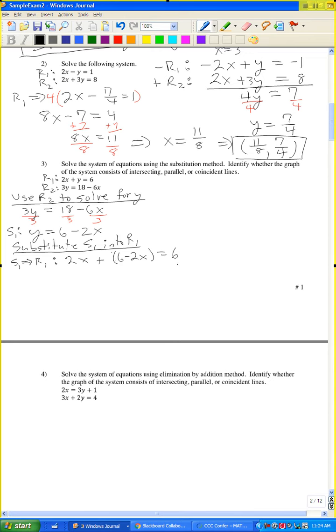Okay, and so let's remove the parentheses. If you do that, then you see that the 2x's cancel. So you just get 6 equal to 6. But certainly there are no x's or y's. So this will be either a dependent system or an inconsistent system. Since these two numbers are the same, this will be a dependent system.